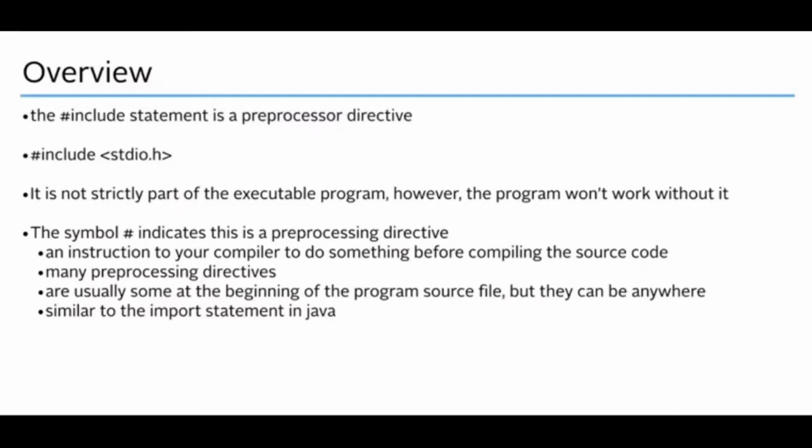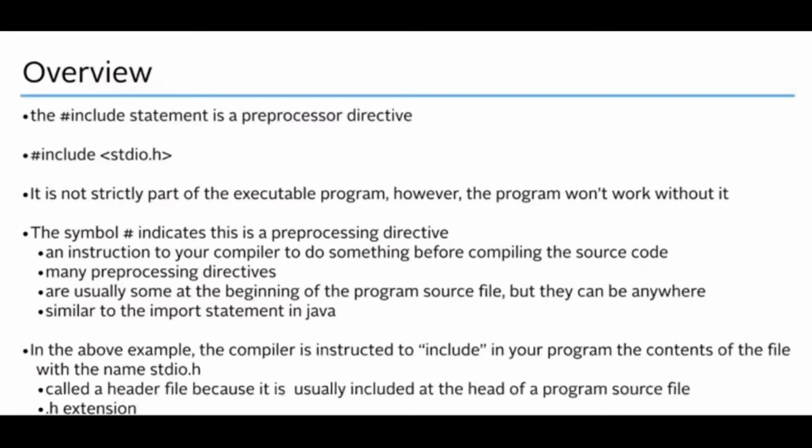This include preprocessor directive is very similar to the import statement in Java, if you are familiar with that. But what does that mean? In the above example, with the include pound symbol stdio.h, this is telling your compiler to include some of the content of the file with that name. So there's a file called stdio.h somewhere, and what the directive is saying is my current program that contains the directive needs some of the content inside this file in order to compile.